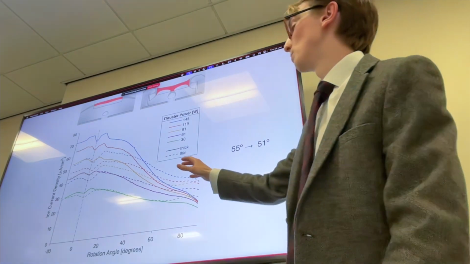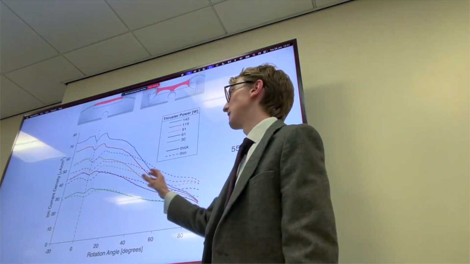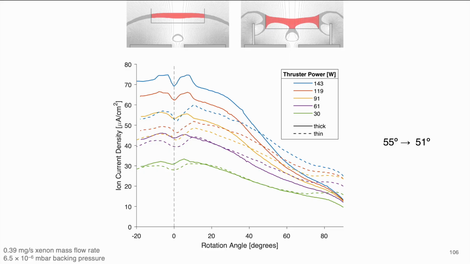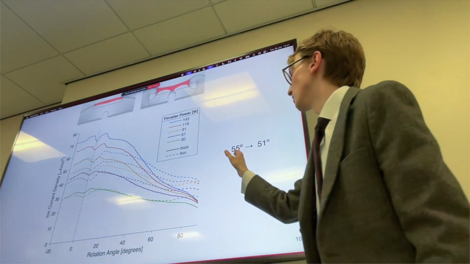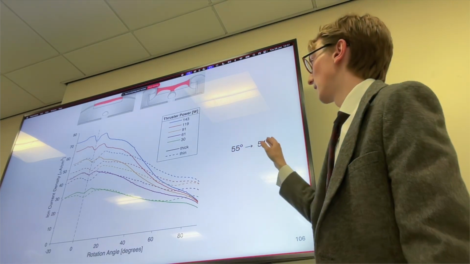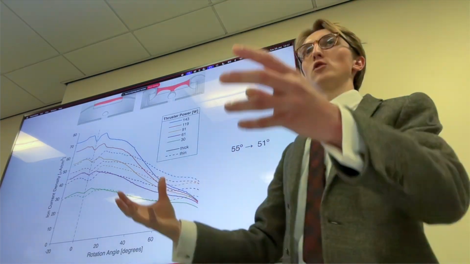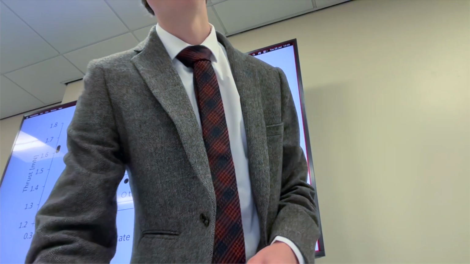The Faraday probe was also used to measure ion current density. Here the solid lines are the thicker resonance region and the dashed lines are the thinner resonance region. And you can see that for all cases, the ion current density is greater down the center of the thruster. Also, the divergence is reduced from 55 to 51 degrees, which increases the divergence efficiency of the thruster.